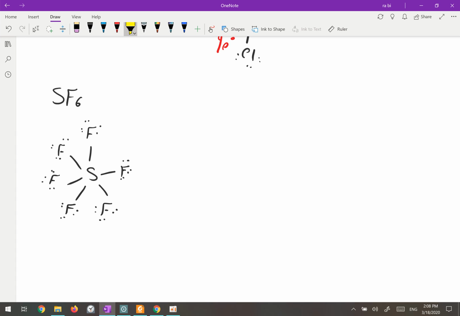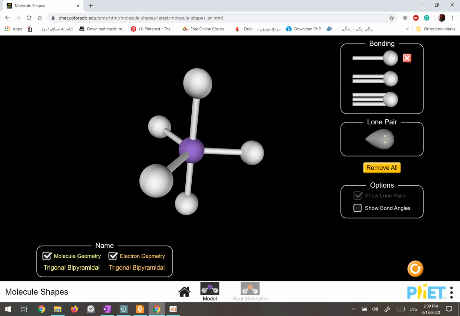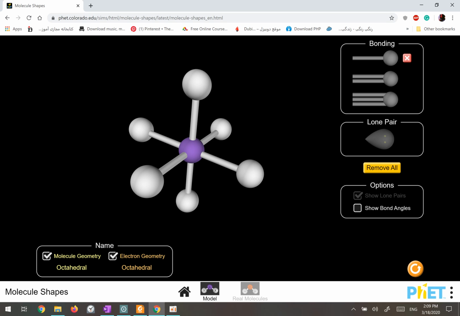So how many domains do we have here? 1 2 3 4 5 6. You have 6 domains. You have 6 bonds, no lone pair, so the domain is 6. When the domain is 6, the hybridization is sp3d2, and the electronic geometry and molecular geometry, both of them are octahedral. Okay, so I want to show you the octahedral arrangement here. These are the octahedral arrangement.